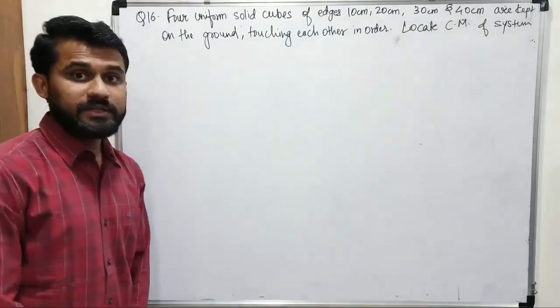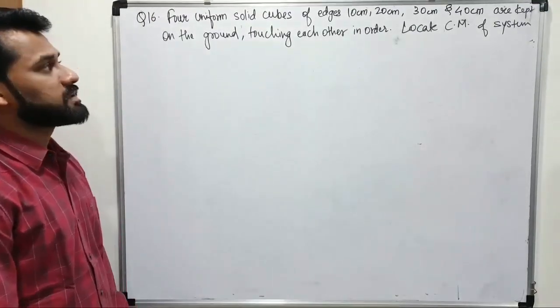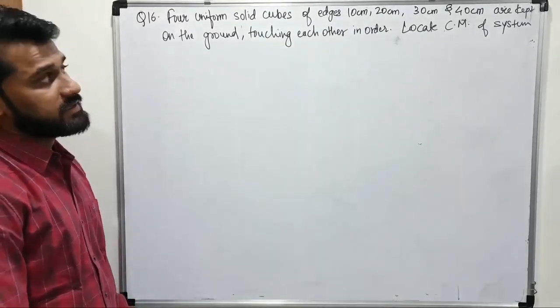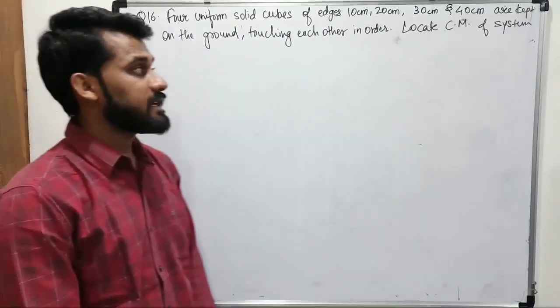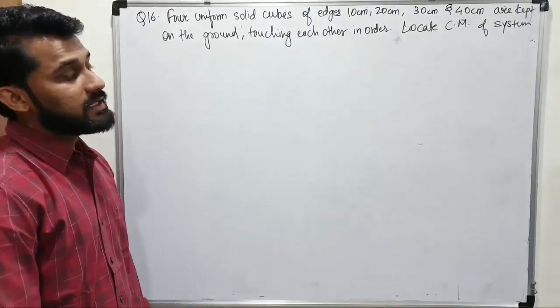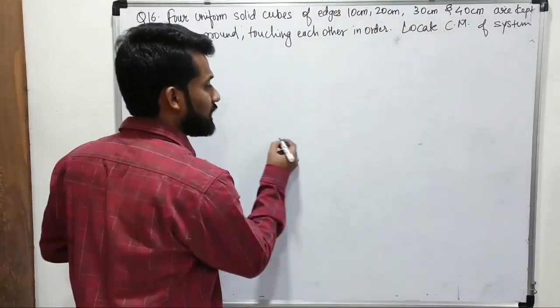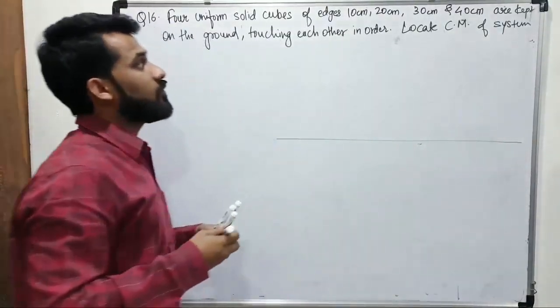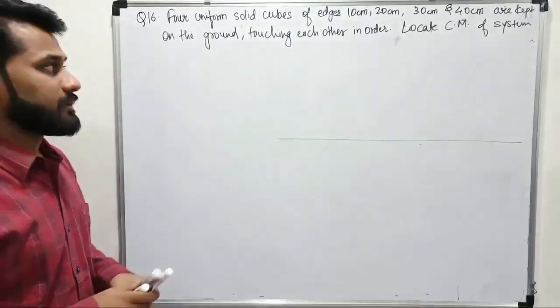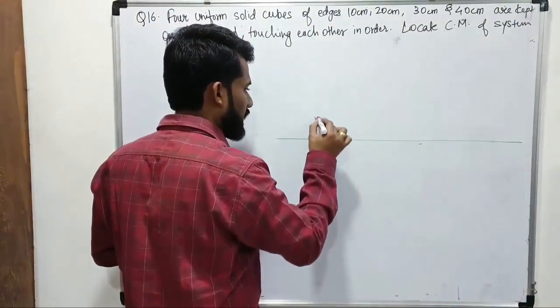Okay, so next question is question number 16. 4 uniform solid cubes of edge lengths 10, 20, 30 and 40 centimeters are kept on the ground touching each other. Locate the center of mass of the system. So on horizontal ground level, 4 solid cubes are placed. So from the front view, you can observe it. It will appear as squares.